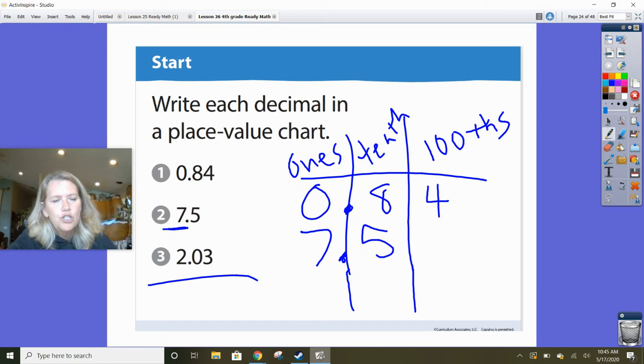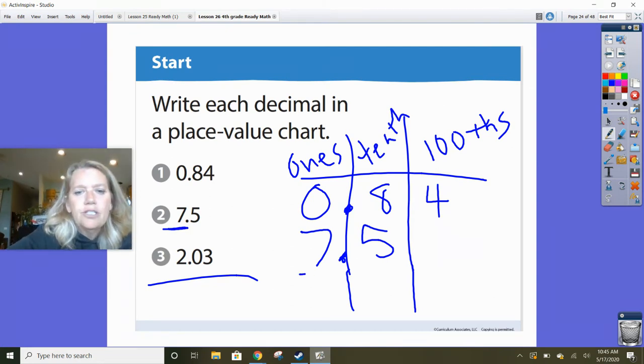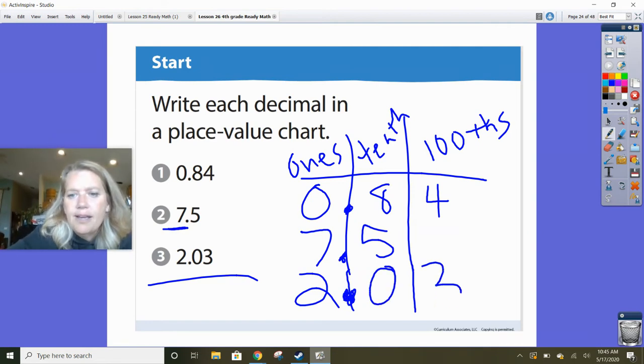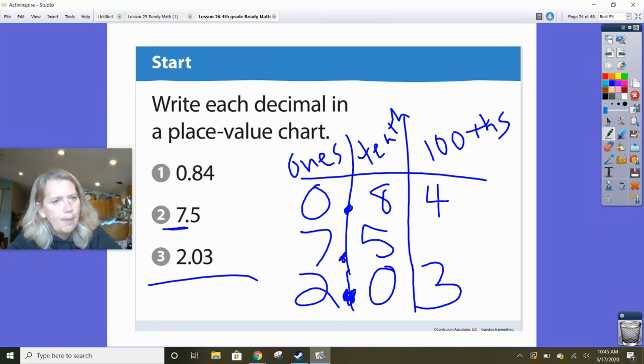Number 3, 2 and, how do you say it? 3 what? 2 and 3. Yep, you're right. 2 and 3 hundredths. So it goes 2 and that lets us know we're going to have part of a number. We have 0 tenths and we have 3 hundredths. Well, 3 pennies, for people who do it money style.